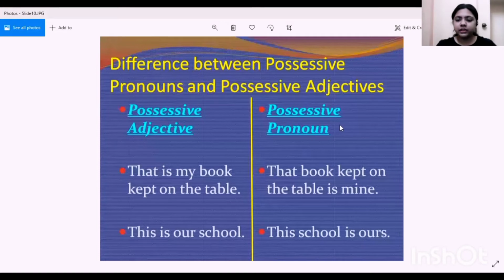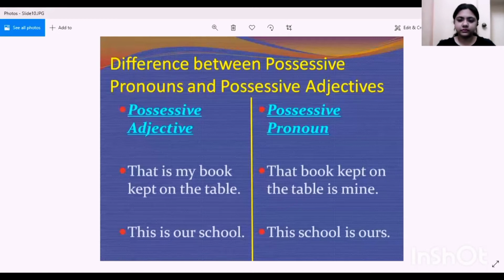So Bhavya has a problem with the difference between possessive pronoun and possessive adjective. Let me see who will explain. Raise your hands. Yes, Anushka, go ahead. Ma'am, the possessive adjectives are always followed by a noun, whereas the possessive pronouns are not followed by nouns. Good. Angel, what is your explanation for this?